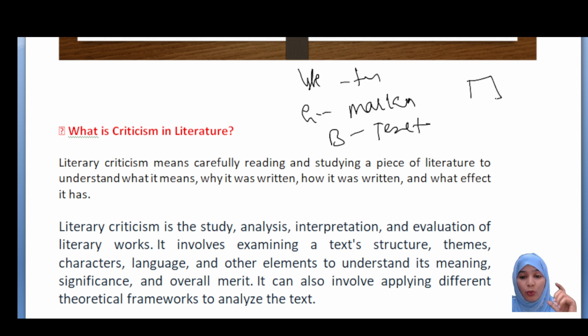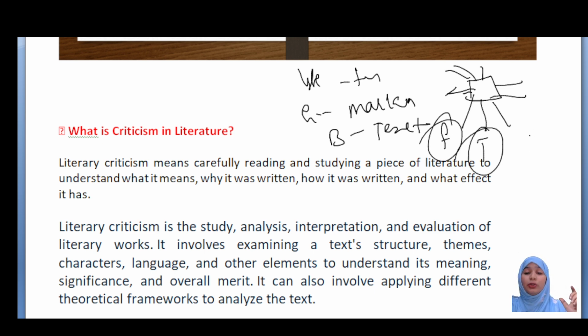So if there is any work, we have so many ways to criticize that particular work: through the feminist point, through the textual point, through Marxism. Many more types we can use to criticize that work. But whatever you criticize on that work, it should be acceptable to the literary world. Getting my point?